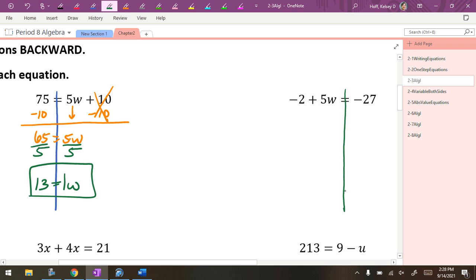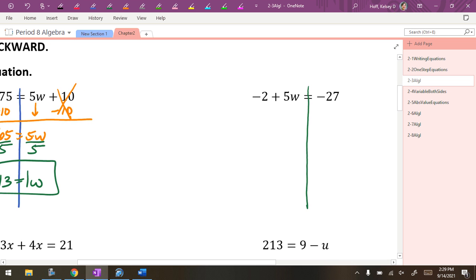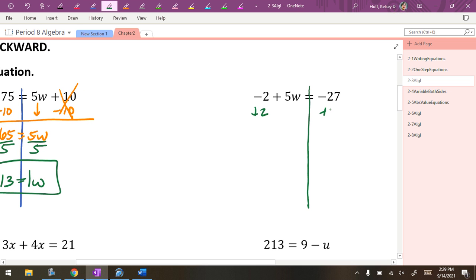First thing I should have done, add 2 to both sides. Negative 2 and 2 cancel. I drag down 5w. Negative 27 plus 2, negative 25. One thing I will caution you, people tend to write really quickly and that negative gets lost in their equal sign and then they lose it and they get the answer wrong. So be cautious of that. Leave yourself a little space.